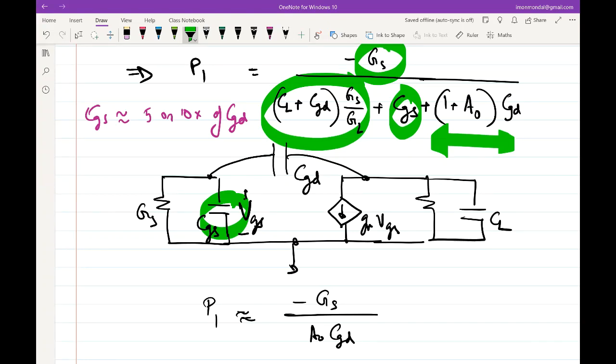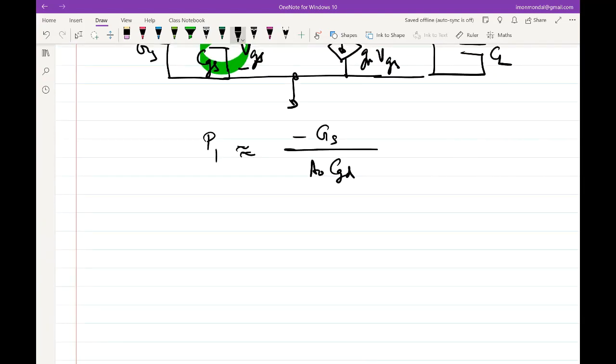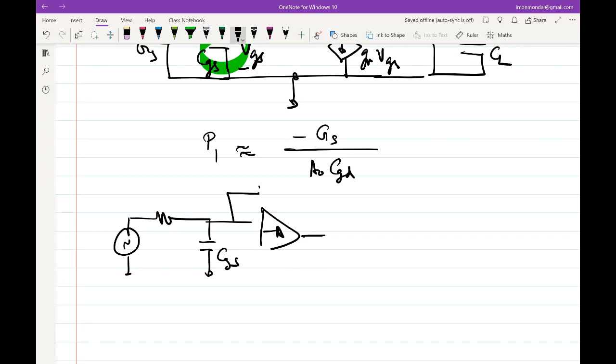What I'm essentially saying is this: if we had, what would have been the pole associated with this node?